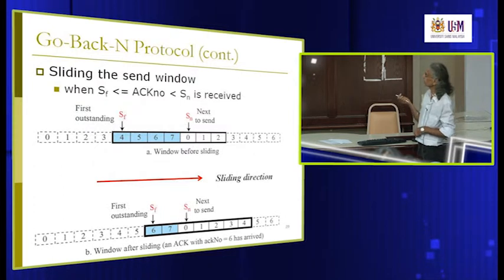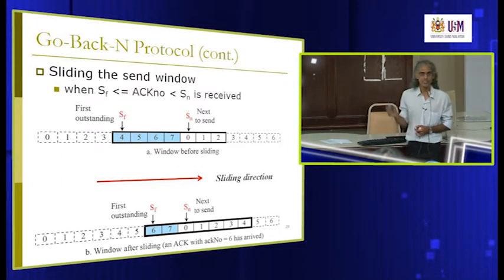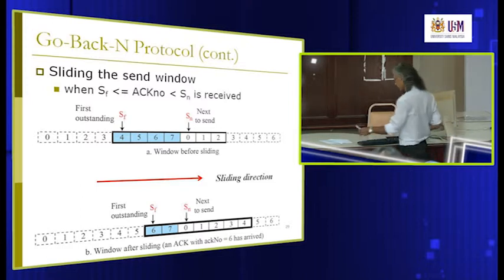So the acknowledgement number sent by the receiver must be between these two figures, between SF and SN. Meaning that because these are the packets which were sent out earlier by the sender, the acknowledgement received must be one of these. It cannot be something here, right? Then it's wrong. Because we sent out packets 4, 5, 6, 7, the receiver is supposed to reply with one acknowledgement number, one of these. Right? So in this case, it's visible down here. It's visible on my machine.